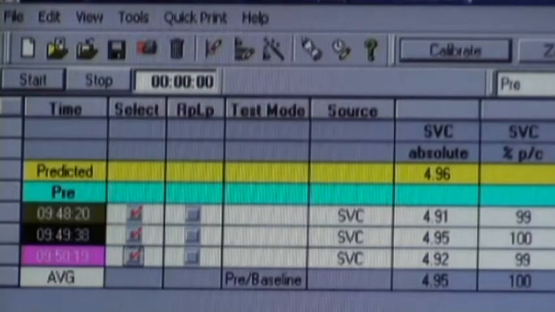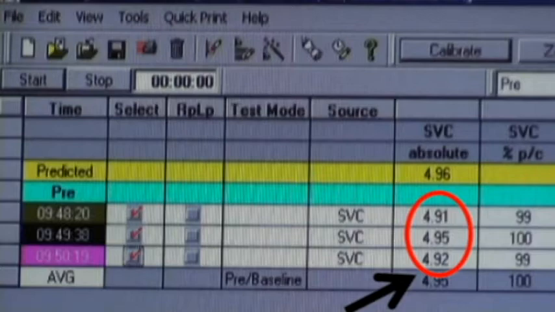So one of the last things we need to do is take a look at the 3 tests that we've done. We've done 3 complete slow vital capacity maneuvers. They all meet our ATS criteria. And now we're going to make sure that they're all within 150 mils of each other, or 5% of the FVC, or the slow vital capacity maneuver itself. So it's important that we make sure they're all within close criteria, and we'll take the largest one. And then we've completed our slow vital capacity maneuver.